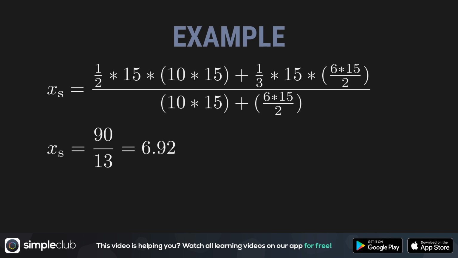This is the x-coordinate of the new centroid, which is the centroid of the complete area. The calculation for the y-coordinate is done in the exact same way. But of course, you need to substitute the y-coordinates for the individual areas instead. Be honest with me, that wasn't hard, was it?